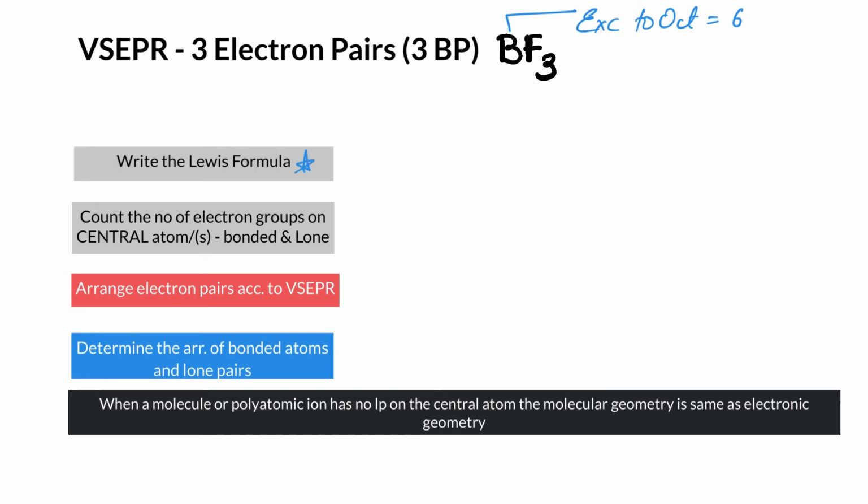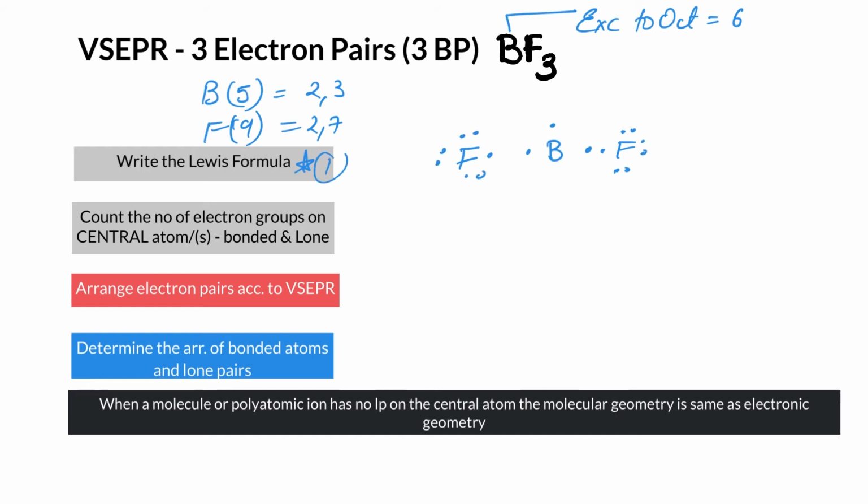Boron has atomic number 5, that means 2, 3, so you can write 3 electrons are in the outermost shell. Fluorine is 9, which gives you again 2, 7. So quickly we'll position the electrons of the fluorine. Now remember, that's the first step, the Lewis formula.